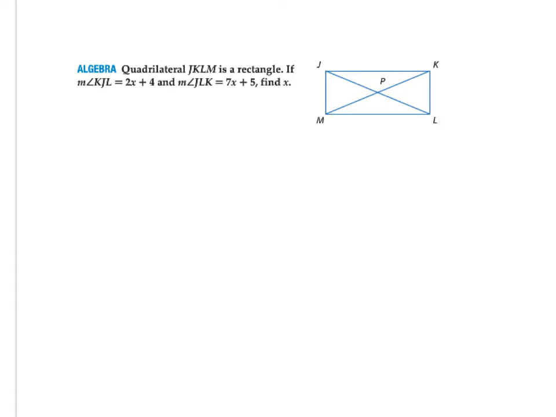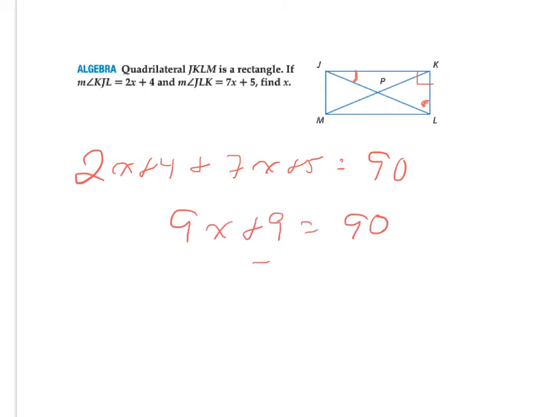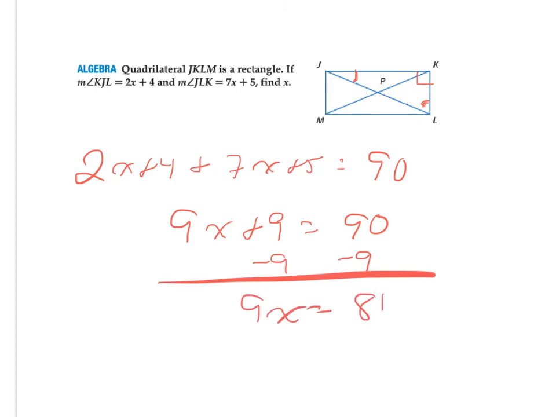Okay, let's do this problem right here. Quadrilateral JKLM is a rectangle. That means we know that it is a parallelogram with four congruent right angles. If the measure of angle KJL is 2x plus 4, that's this angle right there, and angle JLK, this angle right here, is equal to 7x plus 5. Well, this angle right here is a right angle, so those three angles add up to 180, which means the measure of angle KJL, 2x plus 4, plus the measure of angle JLK, 7x plus 5, equals 90. If I combine like terms, I get 9x plus 9 is equal to 90. Subtract the 9 from both sides, I get 9x is equal to 81. Divide by 9, x is equal to 9.